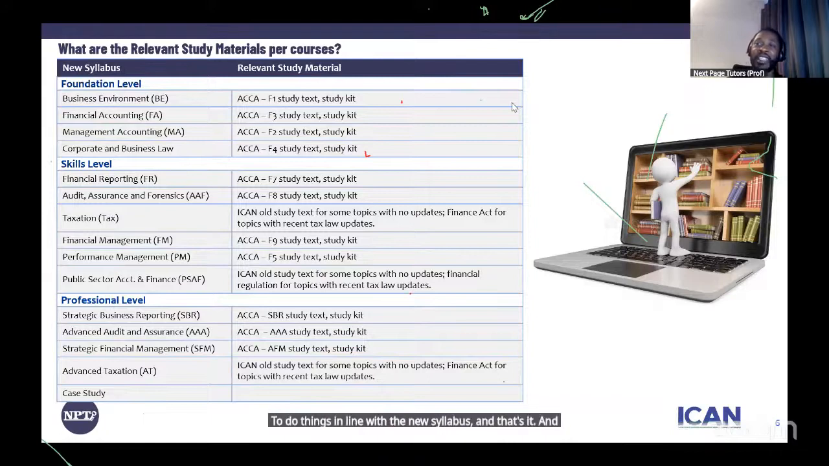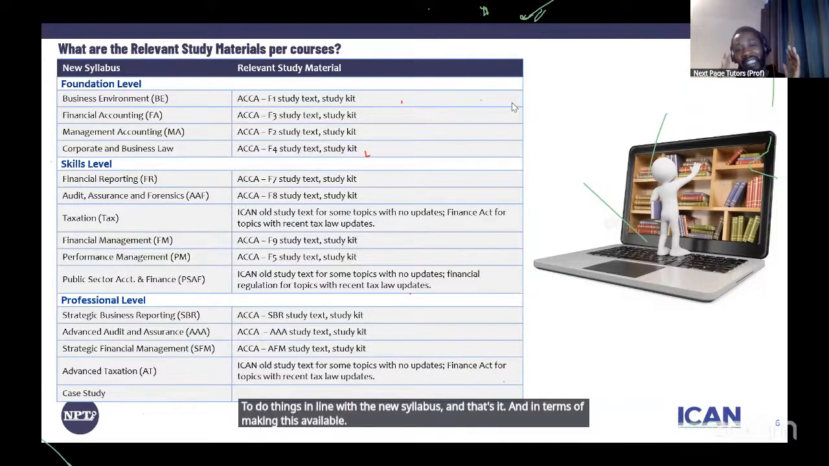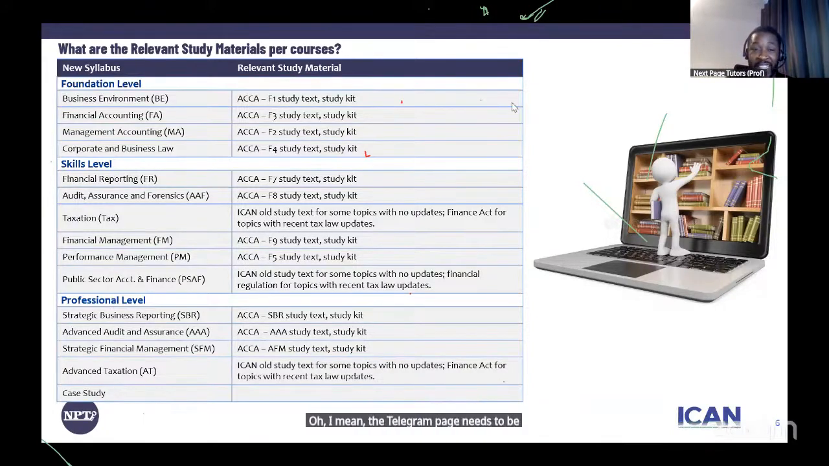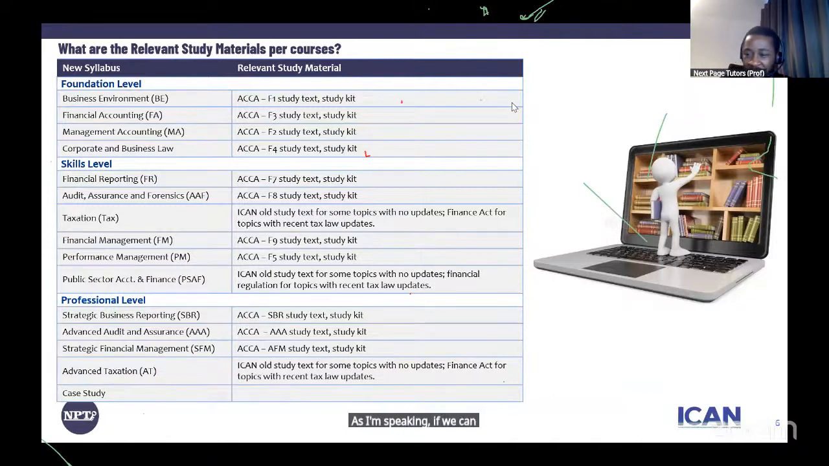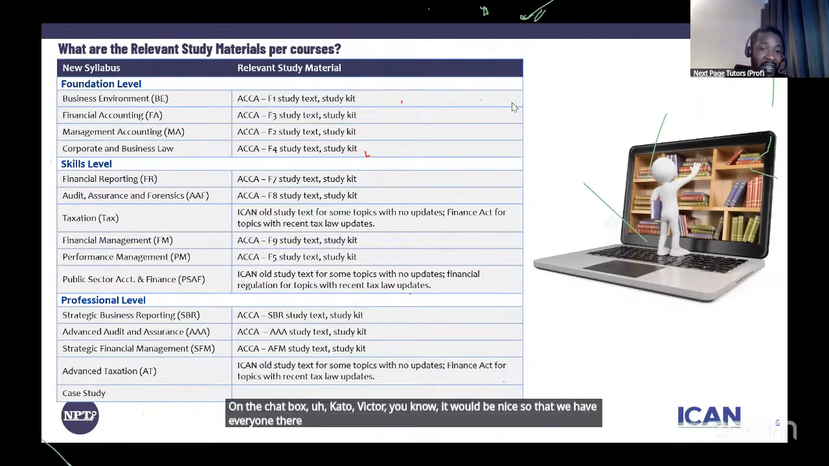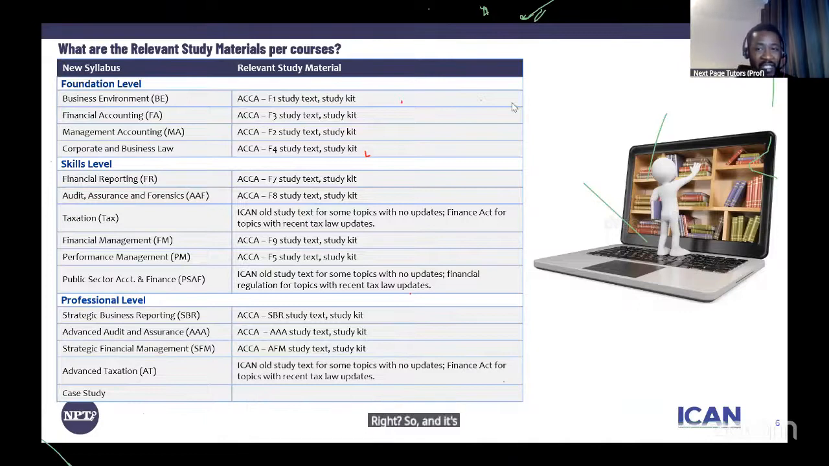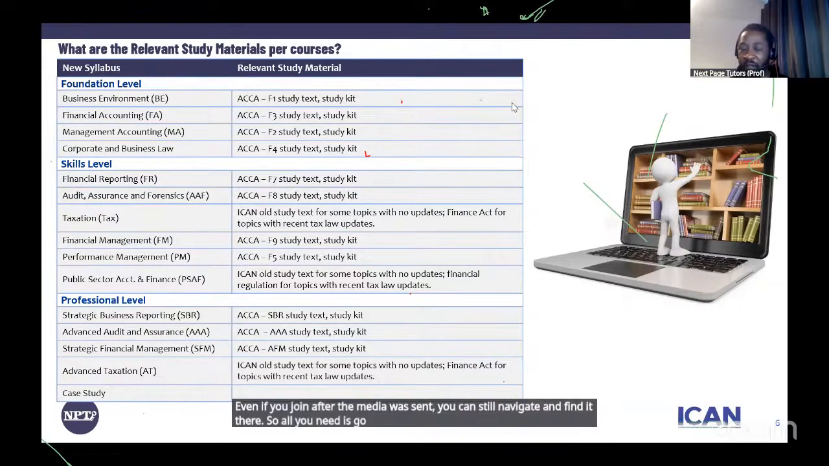And in terms of making this available, the Telegram page needs to be your very close friend. Please ensure you're on the Telegram page. In fact, as I'm speaking, if we can reshare that Telegram link on the chat box, Kato, Victor, it would be nice so that we have everyone there. It's very easy to navigate materials. Once you go to media, even if you join after the media was sent, you can still find it there. So all you need is to go to the media section, search for it, and you're good.